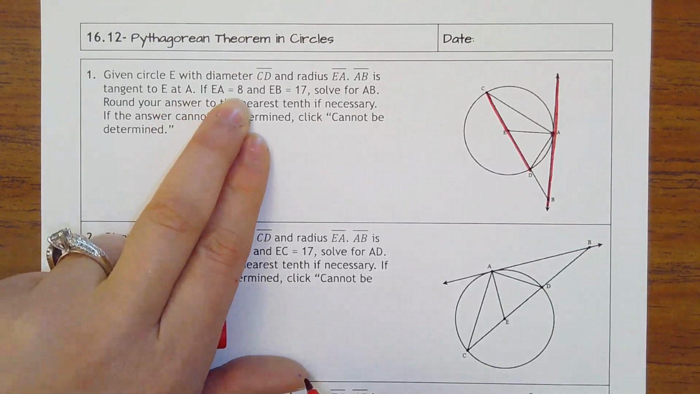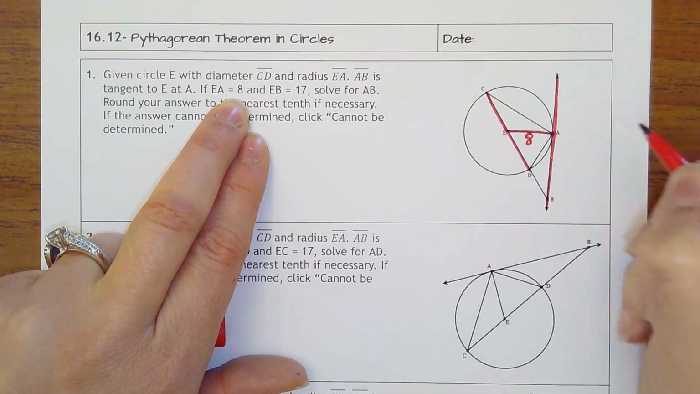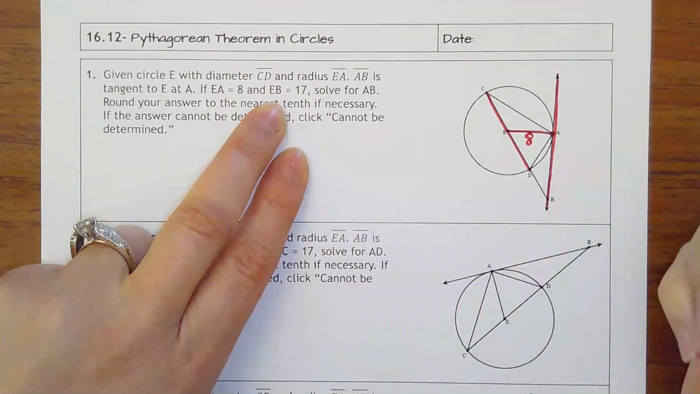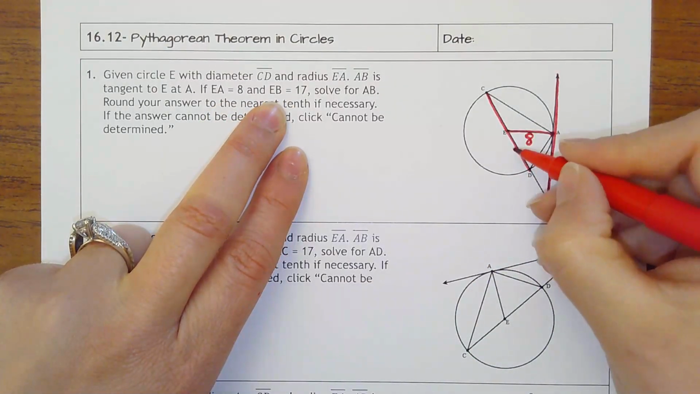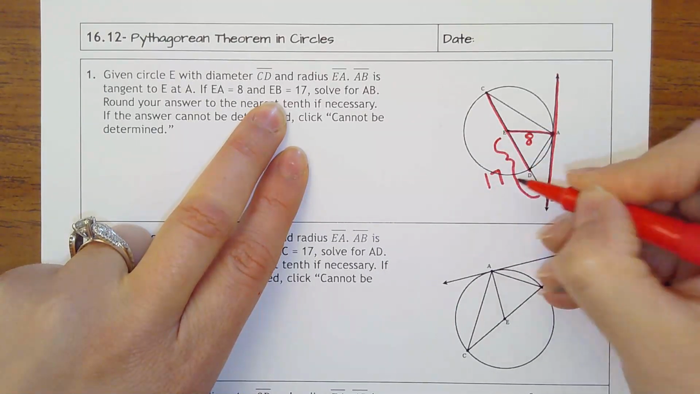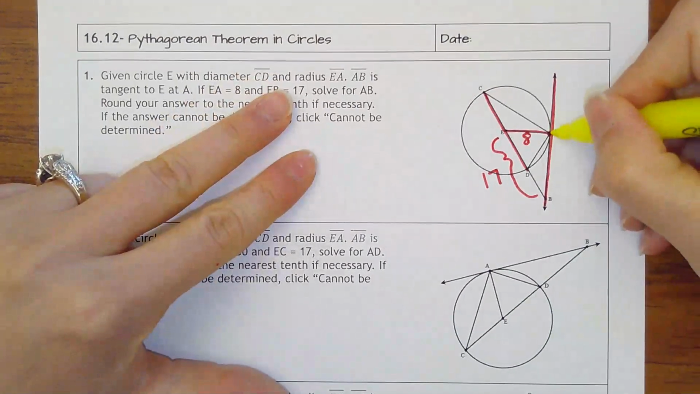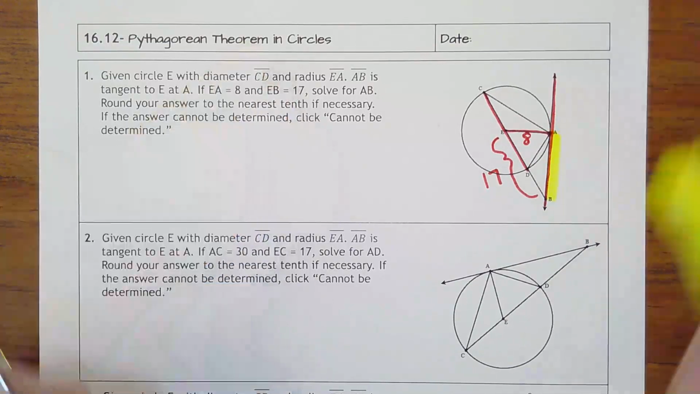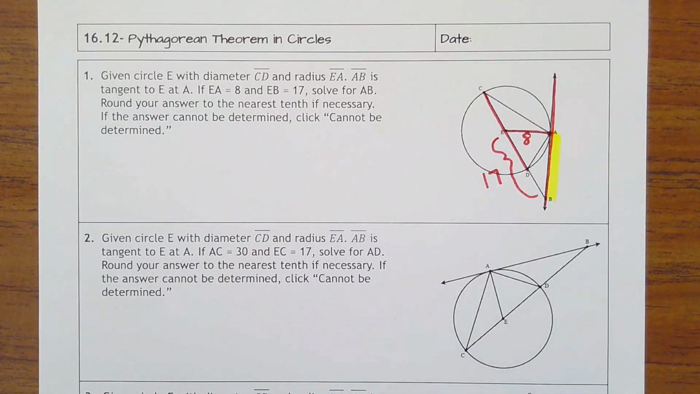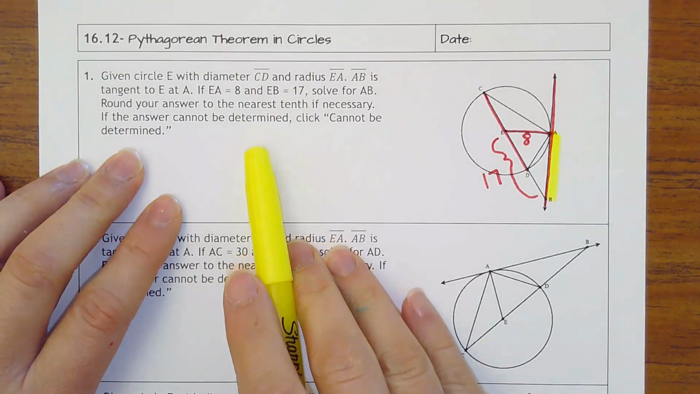If EA is 8, so that's a radius, EB is 17, solve for AB. I think I'm going to highlight since this gets so messy. Solve for AB, and then round to the nearest tenth if necessary. Sometimes it will be "cannot be determined," and so you'll have to click on that on Delta Math.